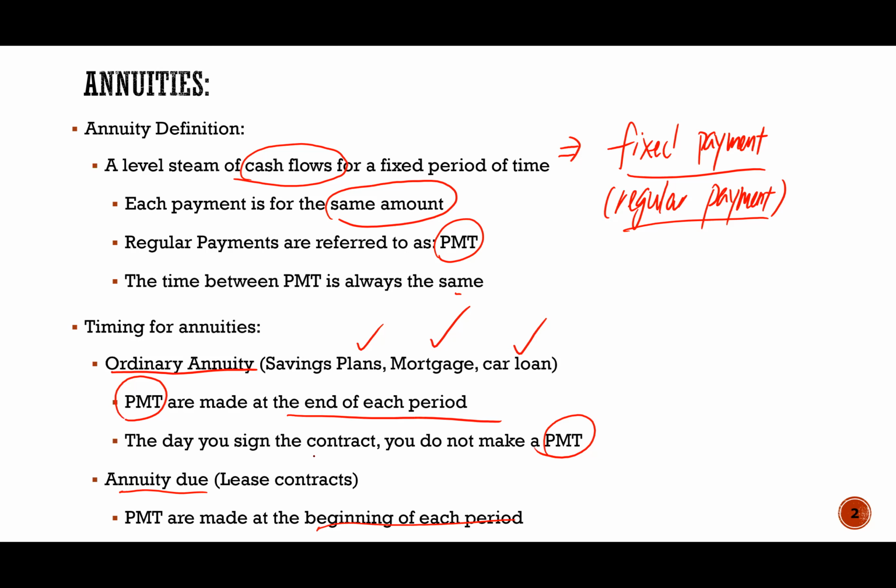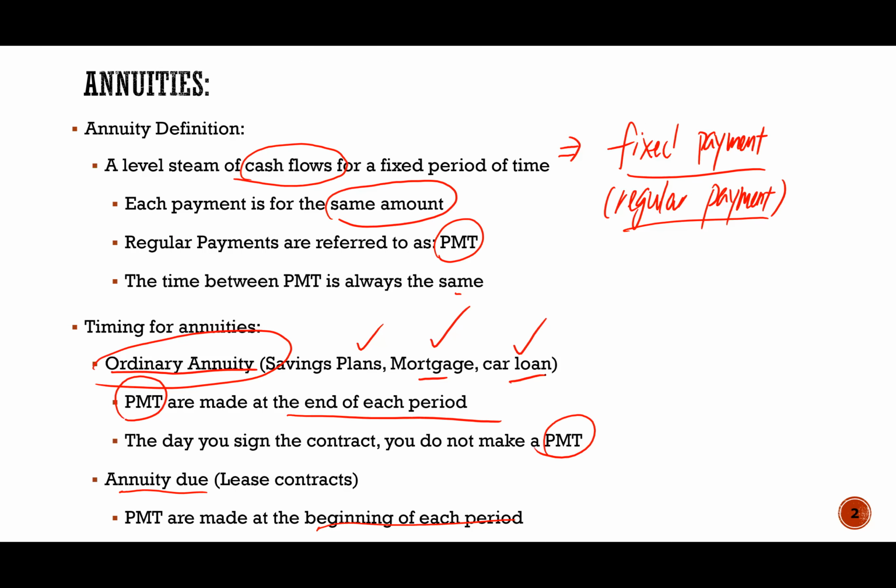But for mortgages and car loans, that's usually not a leasing contract, right? Those are ordinary annuities. That's a different type of annuity, and the fixed payment just comes at a different time. But we typically focus on mortgages and car loans, right? Ordinary annuities. And that's the most popular financial instrument people use in their daily life.